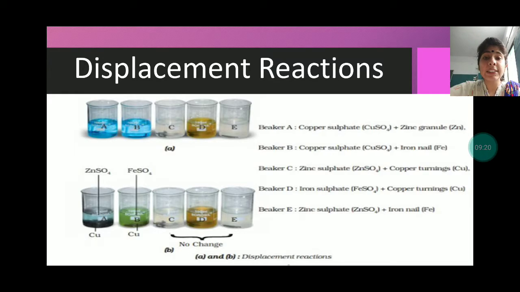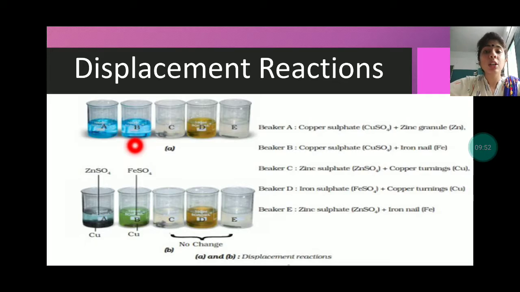Our last topic is the displacement reaction. Here let us see that there are 5 beakers, and in these 5 beakers we have different kinds of solutions, and in the different solutions we have different metals inserted. Here you can see A and B. The colors of A and B are the same. Why are the colors the same? Because the solution is also the same, that is copper sulfate. Copper sulfate is blue.